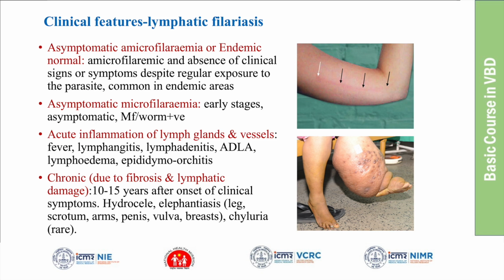And chronic manifestation usually occurs because of fibrosis and lymphatic damage, and this usually occurs nearly 10 to 15 years after the onset of initial clinical symptoms. This can present as either hydrocele or elephantiasis. Elephantiasis most commonly affects the leg. At times it can be seen in the scrotum, arm, penis, vulva, and breast. And chyluria is also one of the signs which can occur in chronic filariasis, and this is quite rare. Chyluria is nothing but passing lymph fluid in urine.